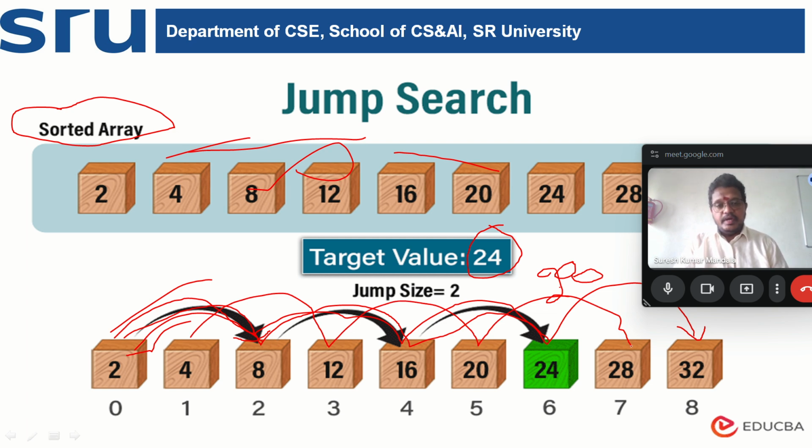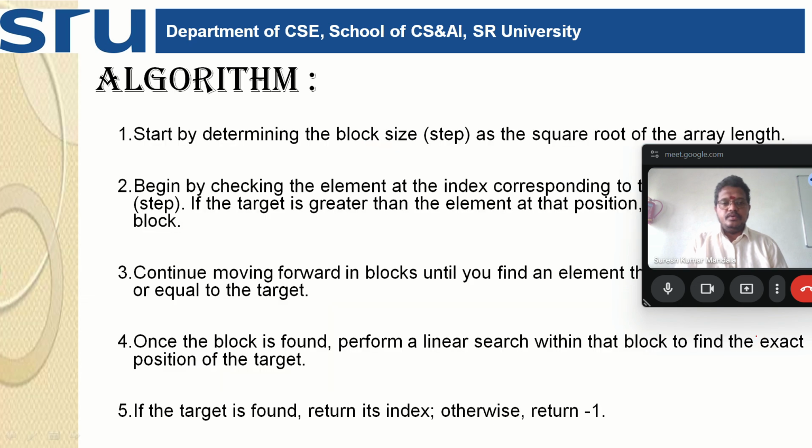In some cases, we have different jumps. Here, the jump size is given as 2 elements. If the jump size is 3, then from 2 it will jump to 12, from 12 to 24, and from 24 to the last element. The jump size will be decided by the programmer only. According to the size of the data, the jump size will be decided. This is the concept of jump search.